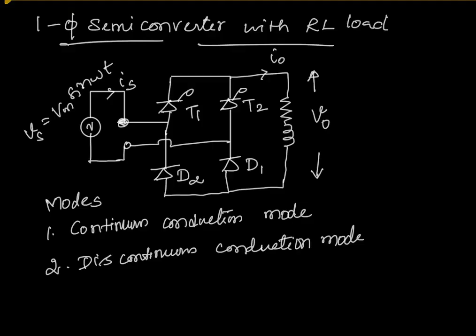The converter can operate in two modes of operation: continuous conduction mode and discontinuous conduction mode. Since this is a one-quadrant converter, we will be able to get only the rectification mode of operation. We will not be able to get the inversion mode of operation. So that is why it is called a single-quadrant converter. Now we will see the modes of operation.